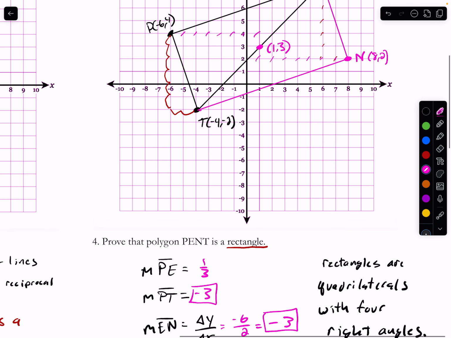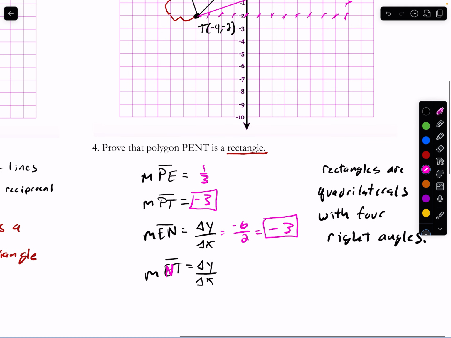N to T. So if I'm going over here, I'm going down 1, 2, 3, 4, or left, 1, 2, 3, 4, 5, 6, 7, 8, 9, 10, 11, 12, up 1, 2, 3, 4. All right, so we're going right 12, up 4. So the change in the y would be a positive 4, and then the run would be 12. Simplified would be 1/3. Lock that in and lock that in.